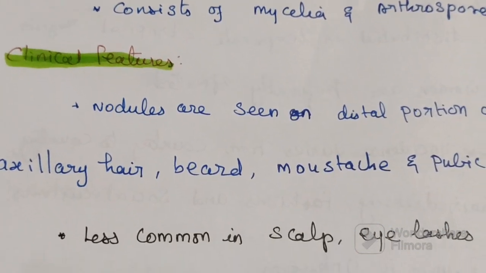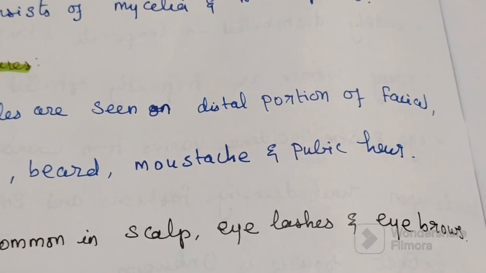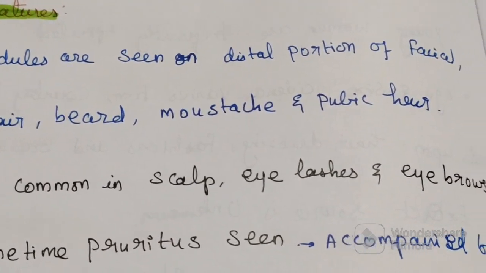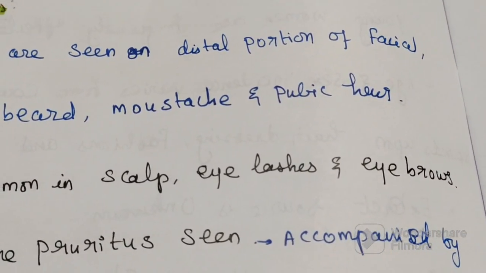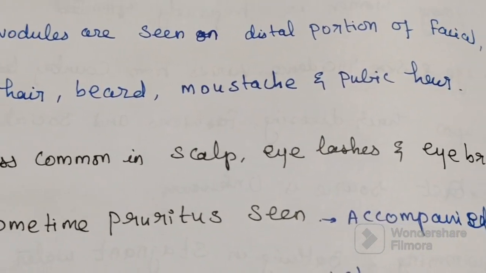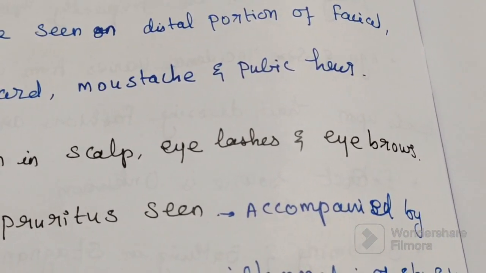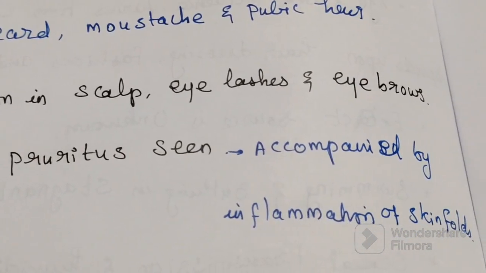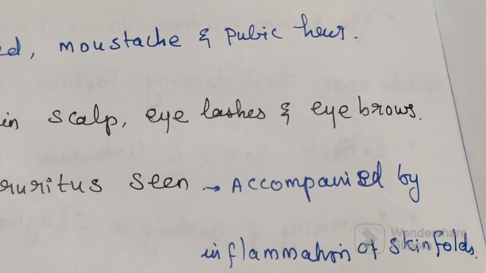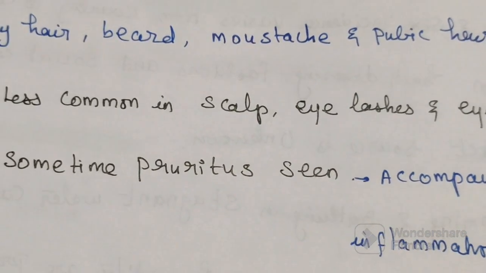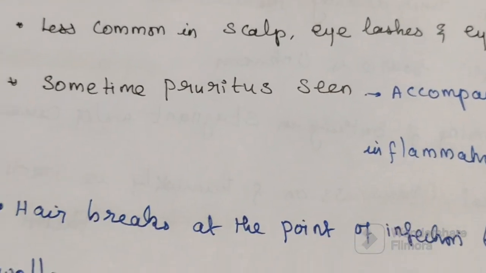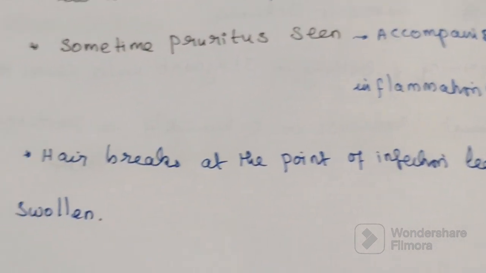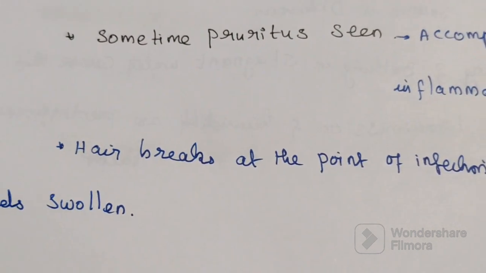Then clinical features: nodules are seen on the distal portion of facial hair, axillary hair, beard, mustache and pubic hairs. They are less common on the scalp, eyelashes and eyebrows. Sometimes intertrigo is seen, accompanied by inflammation of the skin fold. The hair breaks at the point of infection, leaving the end swollen.